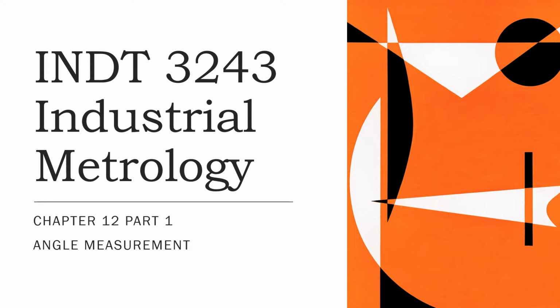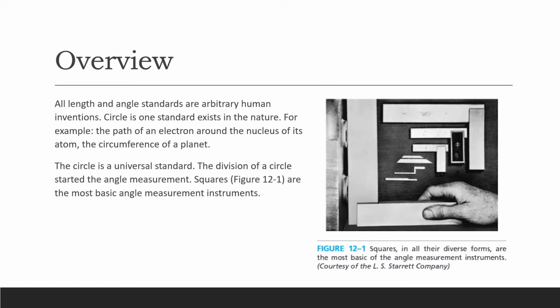Okay, chapter 12 is angle measurement. All length and angle standards are arbitrary human inventions. The circle is one standard that exists in nature, for example, the path of an electron around the nucleus of its atom and the circumference of a planet. These are all naturally existing circles.